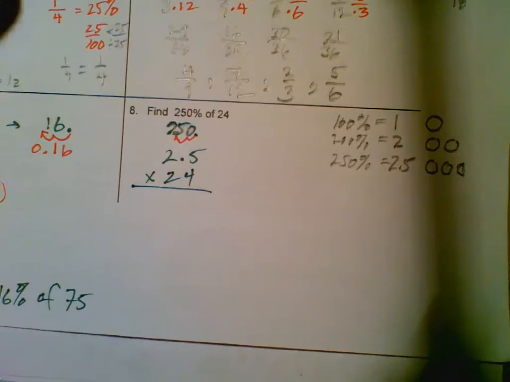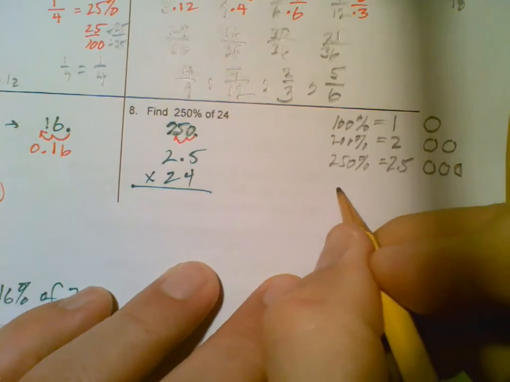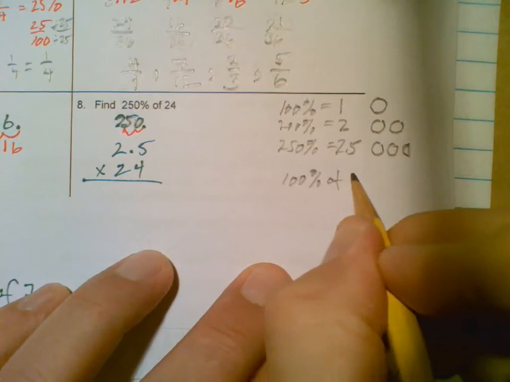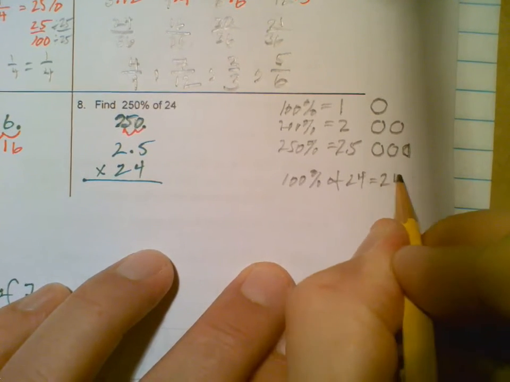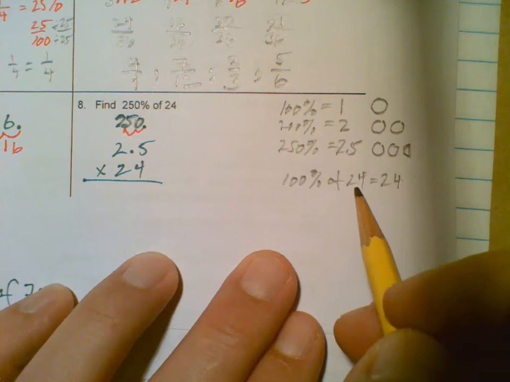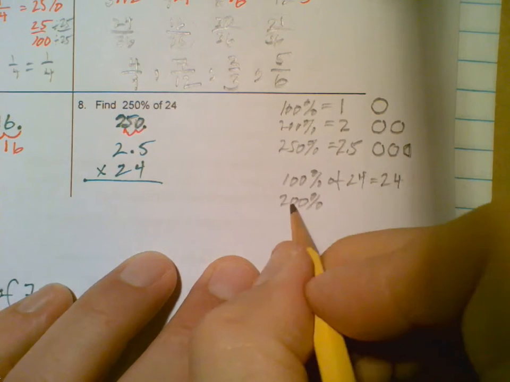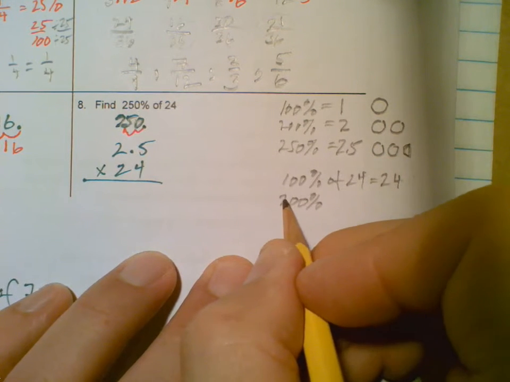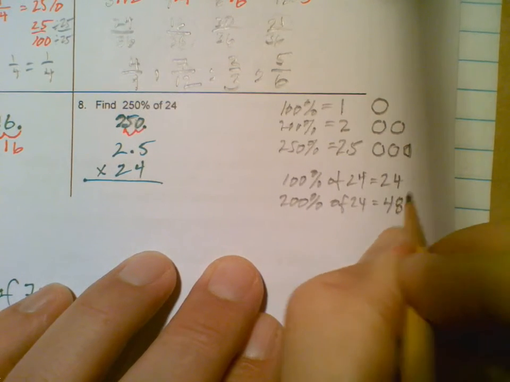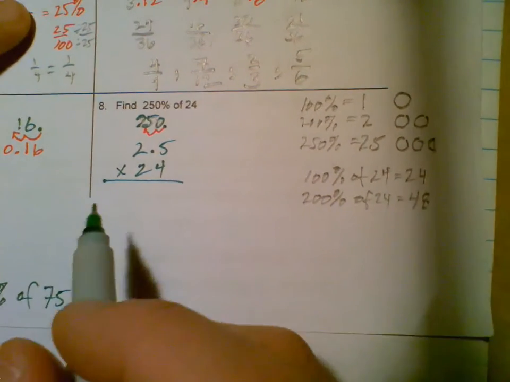And before I get to the answer, 100% of 24 is going to be 24. So 250%, my answer better be more than 24. As a matter of fact, 200% is simply just twice 100%, and twice 24 is 48. So this is even going to be larger than 48. Let's see what happens when we do the problem.